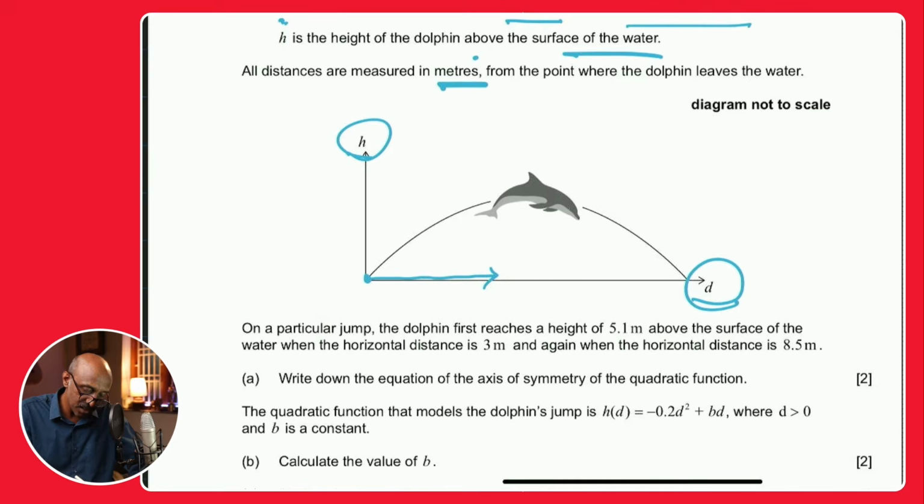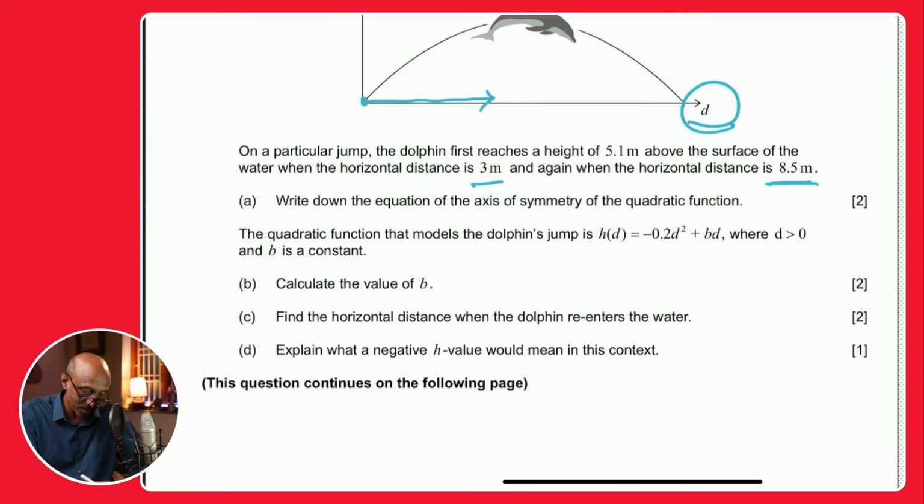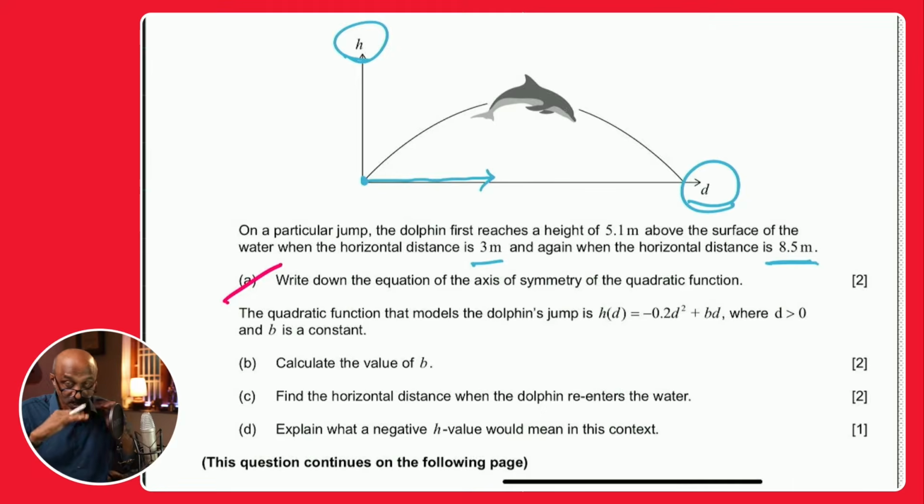All distances are measured in meters from the point where the dolphin leaves the water. On a particular jump, the dolphin first reaches a height of 5.1 meters above the surface of the water when the horizontal distance is 3 meters, and again when the horizontal distance is 8.5 meters. The point that IB is trying to test is whether you recognize and remember that the quadratic is symmetric about its axis of symmetry, which passes through its vertex. The vertex is where you attain the maximum height, so it's symmetric about that point.